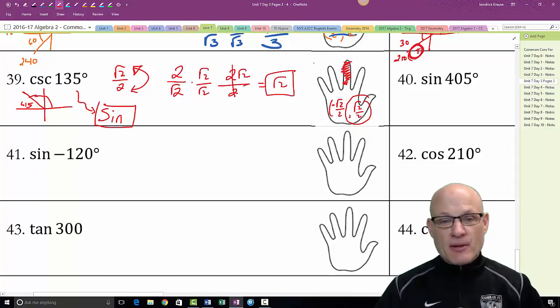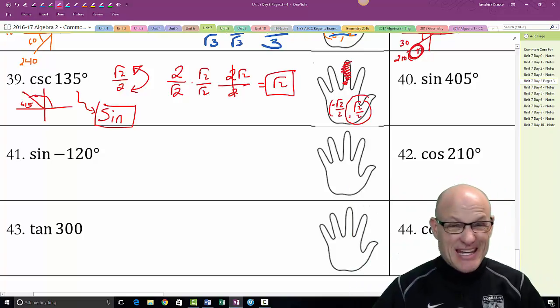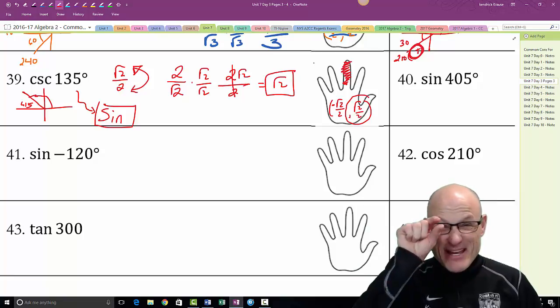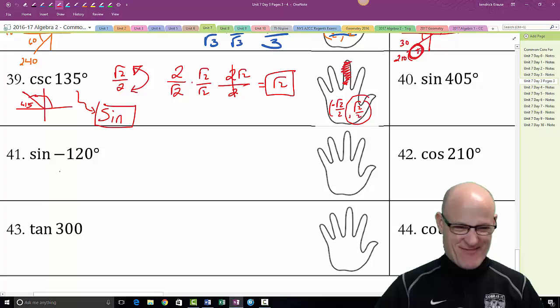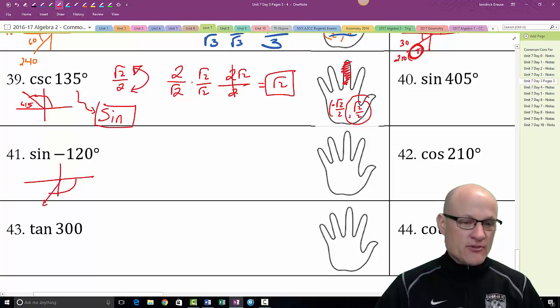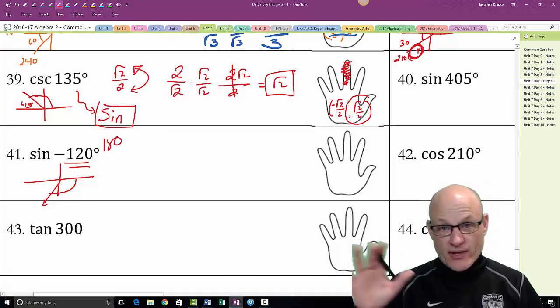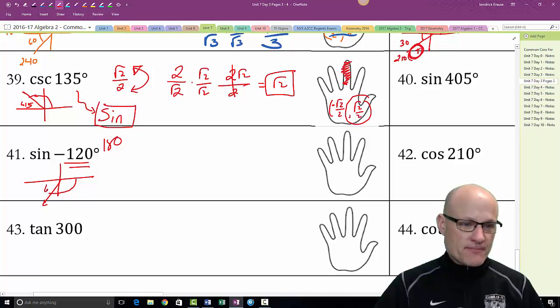Now, at some point, you'll probably memorize those. The cosecant and secant, they're the ones that are going to be a wee bit trickier. All right. -120. Are you kidding me? Why are you doing this to me? Who cares? You just go, it's 120, but we go backwards. So how far is 120 from 180? Remember, we always go to the x-axis. Always, always, always the x-axis. So I'm 60 degrees away. So my reference angle is 60.